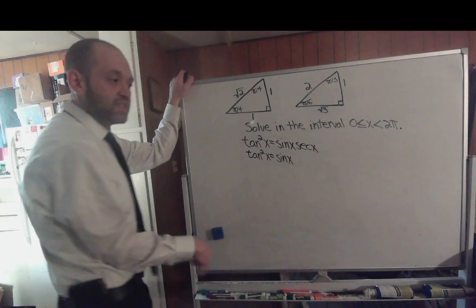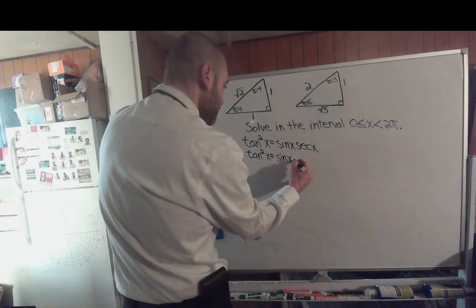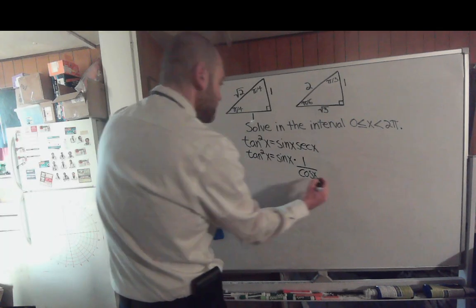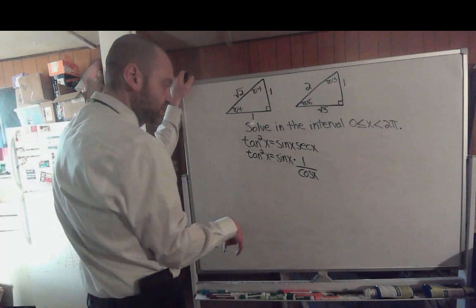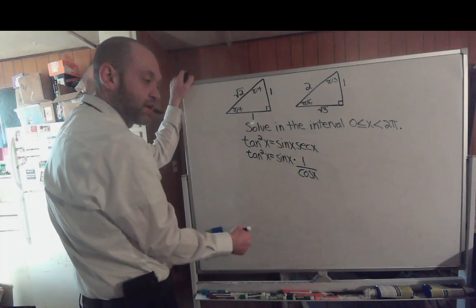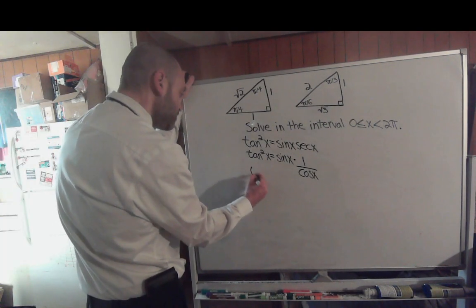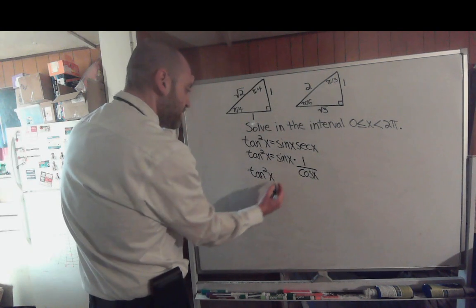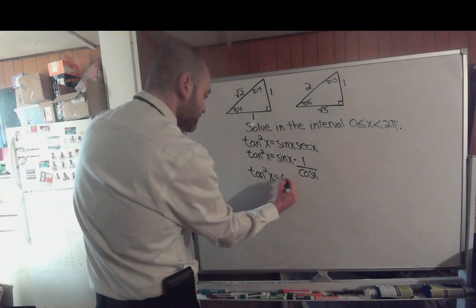Now, what is the secant of x? That's the same as 1 over cosine, right? That'd be sine of x times 1 over the cosine of x. Well, what's sine divided by cosine? That's tangent. So what you really have is the tangent squared of x equals the tangent of x.